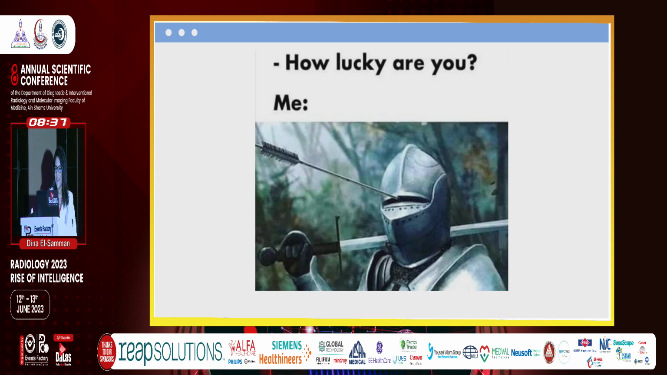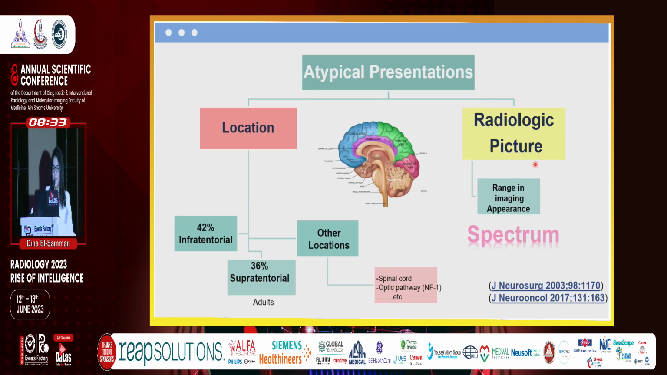Because as they say in Arabic, the winds don't always blow as the ships desire. We actually have atypical presentations that we always have to consider, okay? Firstly, we have atypicality in location. If I have a child with a posterior fossa lesion associated with a mural nodule, it's most probably infratentorial, and this is what we are used to.